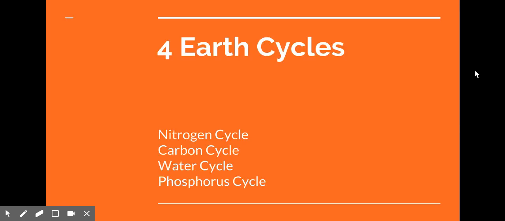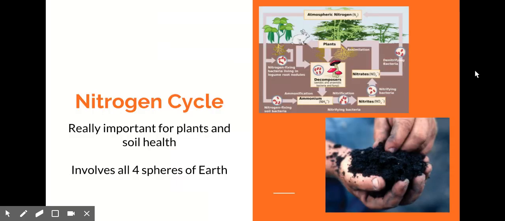So there are also some cycles of Earth. Some of these I'm hoping might be familiar to you. So that includes the nitrogen cycle, carbon cycle, water cycle, the one I'm hoping is familiar, and the phosphorus cycle. So starting with the nitrogen cycle, it does involve all four spheres, meaning the ones we just defined. It does move throughout all four of those spheres. This is particularly important for plant and soil health, which is important to you because I don't know about you, but I like to eat. So this is really important for agriculture and farming.